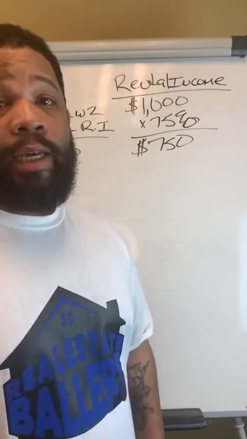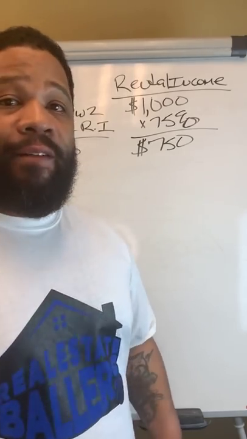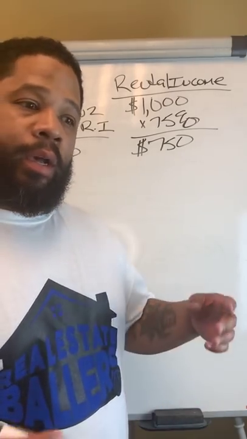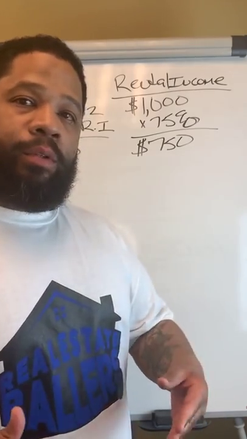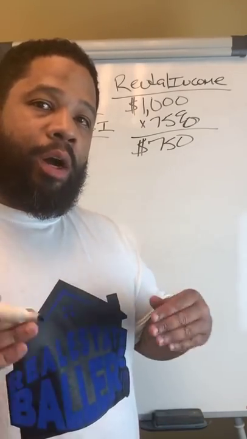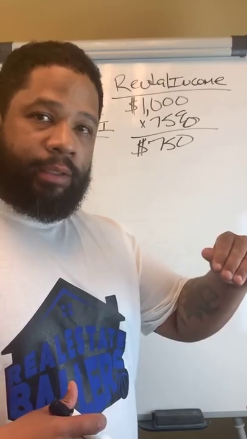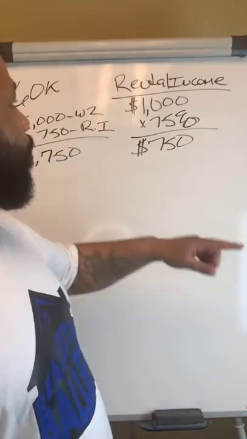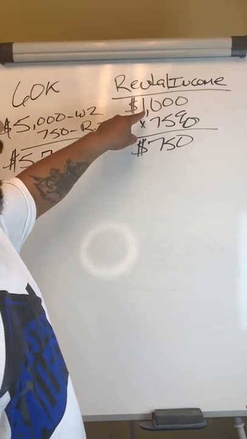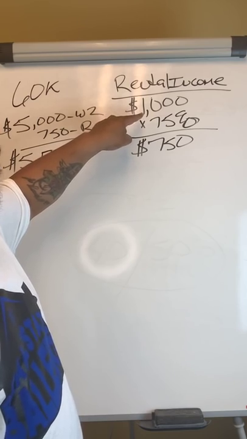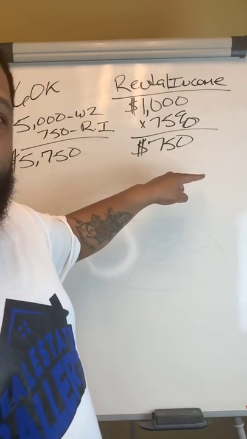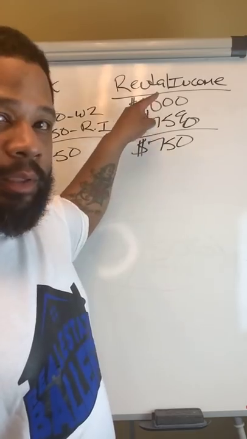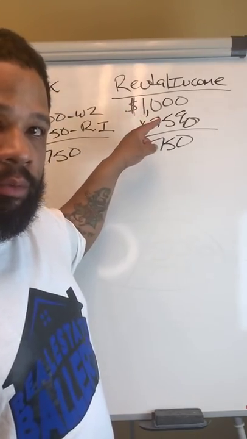Now, if you have a tenant in the property, even if they have a lease right now, guidelines state we have to use the lower of the two, either the market rent or the lease. So if the market rent is $1,000, right, but you're getting $1,250, for underwriting purposes, we're always going to use the lower of the two.